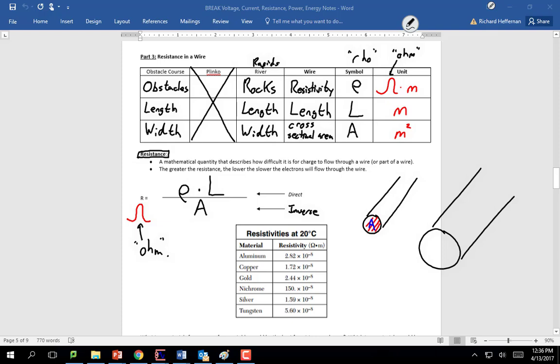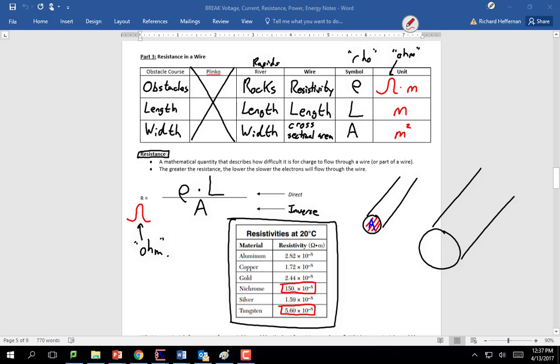One final thing before you work on the practice problems is there's a chart of resistivities at a certain temperature. And the higher the resistivity, the higher the resistance. On this chart, the highest resistances are tungsten and nichrome. Tungsten has a resistivity of 5.6 times 10 to the negative 8 ohms times meters. And the highest one on there is nichrome, which has a value of 150 times 10 to the negative 8 ohms times meters.